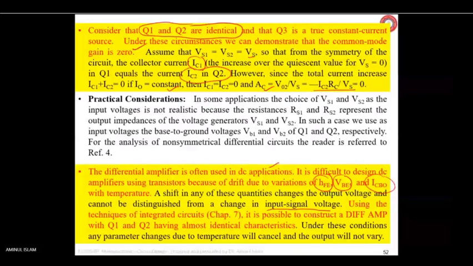Okay. So using the techniques of integrated circuits, it is possible to construct a differential amplifier with Q1 and Q2 having almost identical characteristics. This means two BJTs can be made in such a way that the hFE of both, the VBE of both, and the ICBO of both will be the same. And if there is a variation in temperature, both will vary by the same amount. So there will be no problem. Under these conditions, any parameter changes due to temperature will cancel out and the output will not vary.